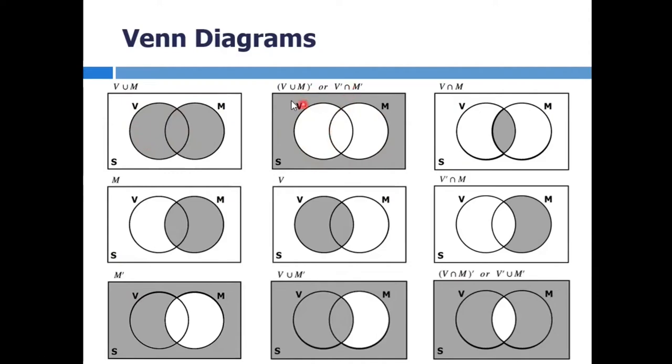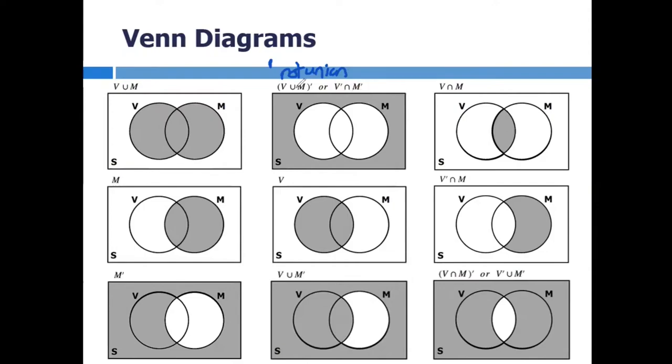And you can see there's two ways that you could try and express that. You can either say it's the union, but you put that whole thing in brackets, and that little apostrophe means not. So basically what they're saying is it's not the union. It's everything except for the union. That little apostrophe means not. So it is the opposite. And that is exactly the same as not V and not M.